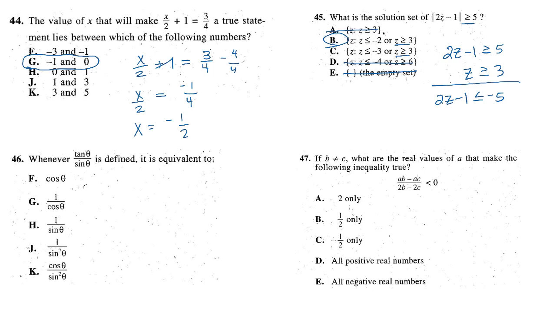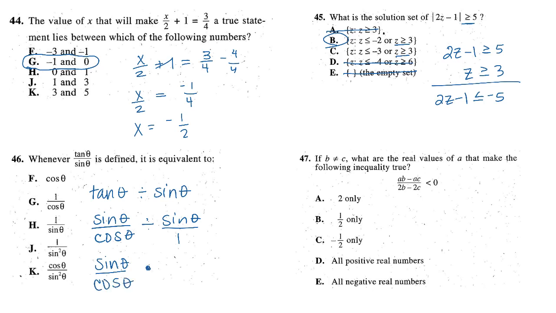Number 46. These are working with trig identities, and it's a little bit easier for these if you separate them and say tangent theta divided by sine theta. And sine theta, that's about as simple as we can go, but tangent we know is sine theta over cosine theta divided by sine theta. And we are dividing, I'm going to put that over 1, and then this is where we would keep, change, and flip. So I'm going to change division to multiplication, and I'm going to flip this second one. So that's going to be 1 over sine theta. And notice those do cancel. And so I'm left with the answer choice G.